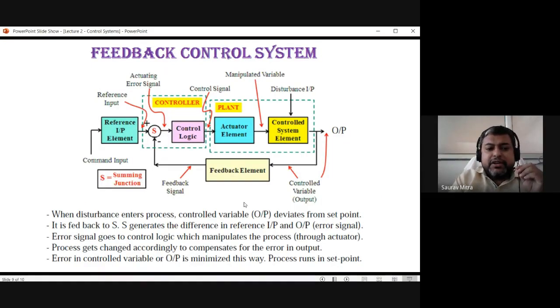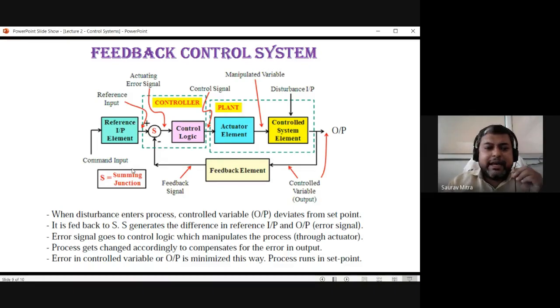So this is the feature of closed loop control system. When disturbance enters the process, you can explain from here. Controlled variable output deviates from set point. So there's a controlled output. So disturbance is coming, and the controlled output deviates from the set point. So I told you the temperature is 70 degrees. Suddenly somebody puts some cold water into it. Temperature deviates. It is fed back to the summing junction, which is nothing but the error input.